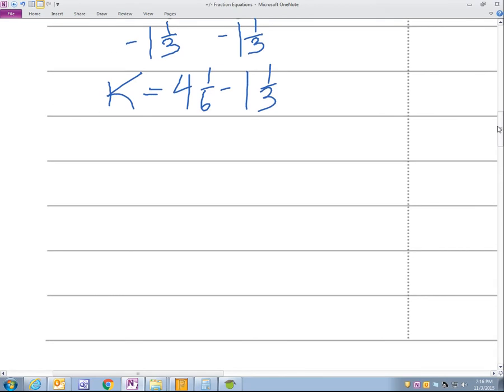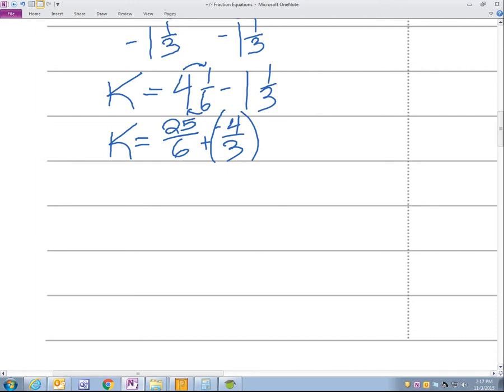Now I have to make them improper fractions. And I don't mean improper like burping at the table. I mean where the numerator is bigger than the denominator. So I'm going to rewrite this. K is still over here. So I have 6 times 4, which is 24, plus 1. We have 25 sixths minus 4 thirds. The next step is to find the least common denominator.